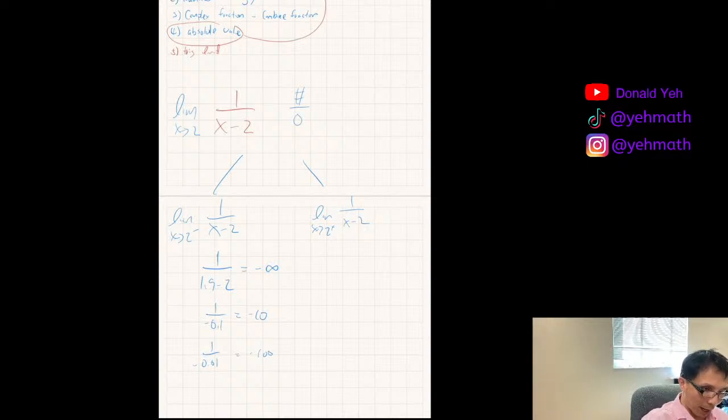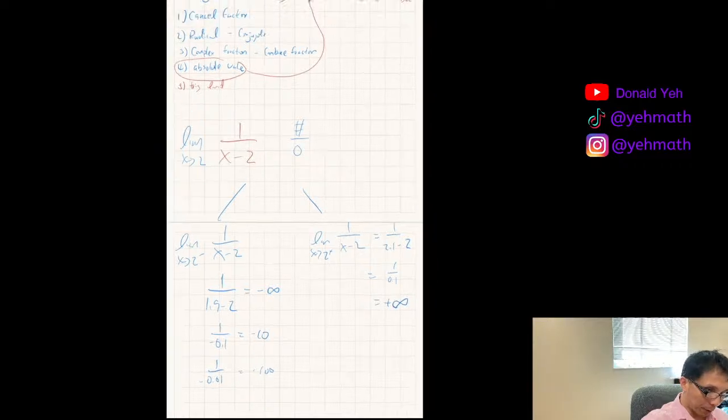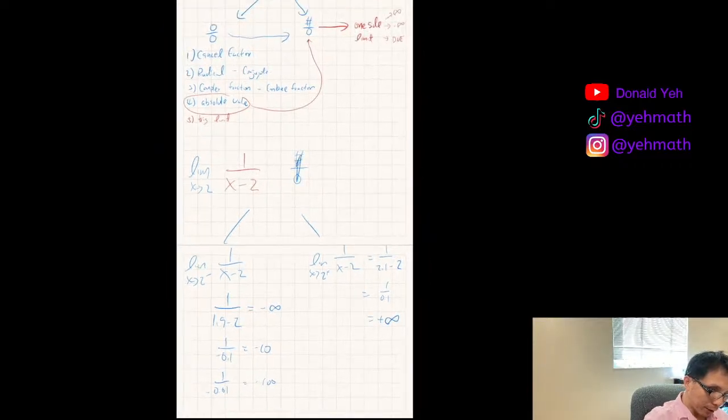Now, if you plug in the positive side, it's going to be 1 over 2.1 minus 2, that's 1 over 0.1, which is positive. If it's positive, I'm going to say positive infinity. Therefore, what is the answer for this one? The answer for this one does not exist. Why? Because I reached for a number, and I got number over 0, and I decided to do one-sided limits on both sides.